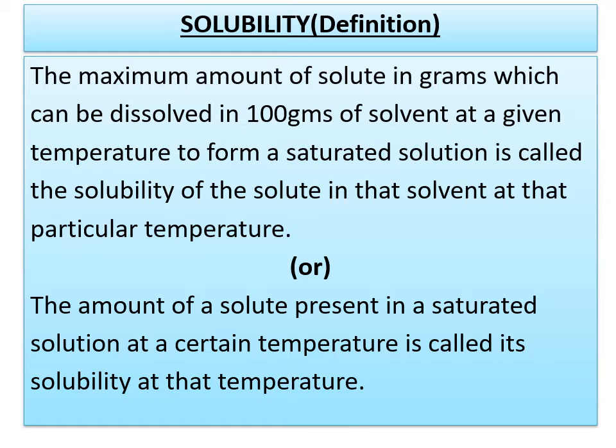In this way, we can define solubility. Or in simple words, you can also write: the amount of solute present in a saturated solution at a certain temperature is called its solubility at that temperature. And you have to remember, in simple words, the concentration of a solute in a saturated solution is the same as the solubility of the solute at that particular temperature. One more thing you have to remember is that the solubility of a solute should always be expressed in grams per 100 grams of the solvent at that particular temperature.